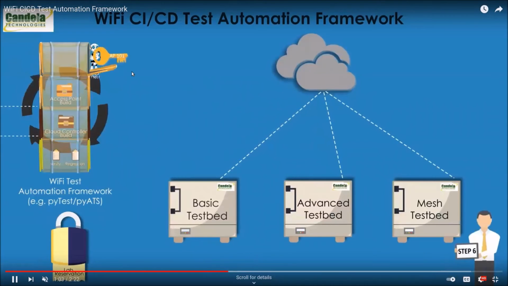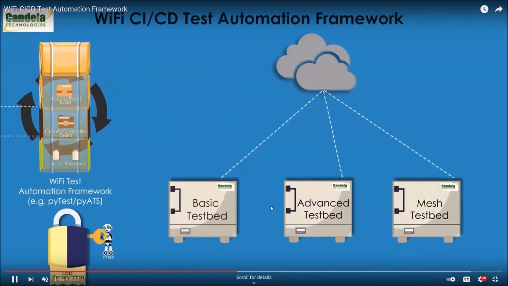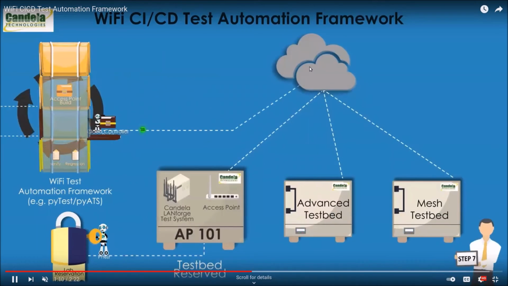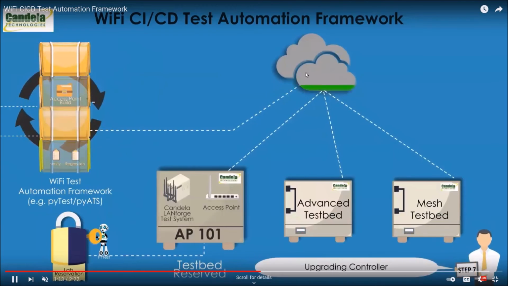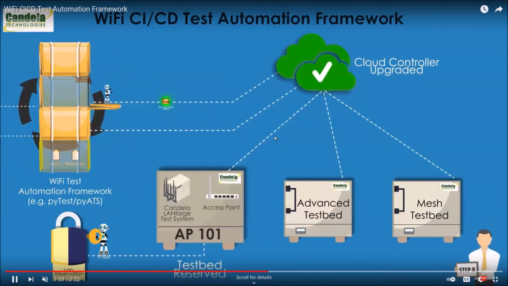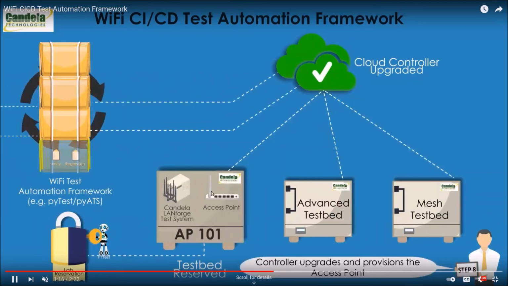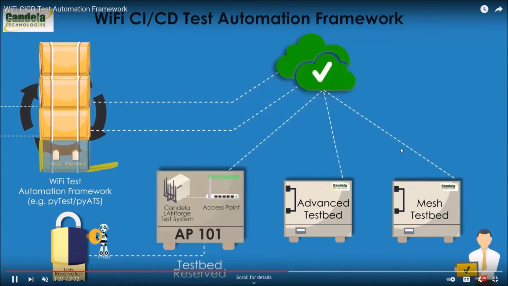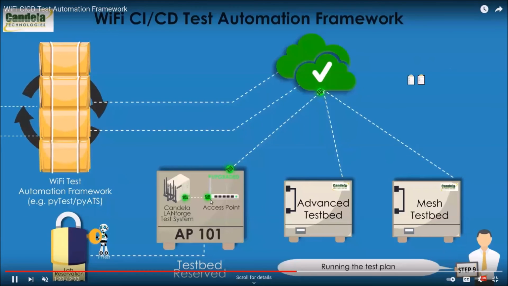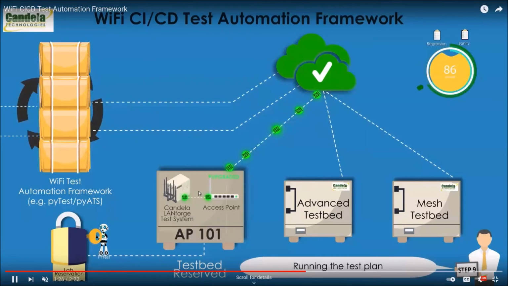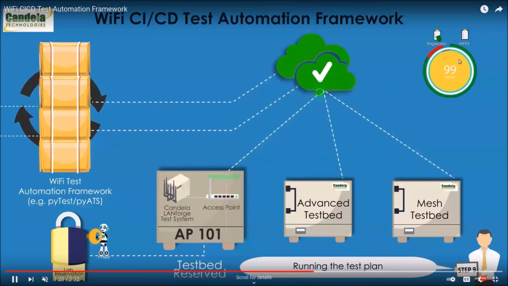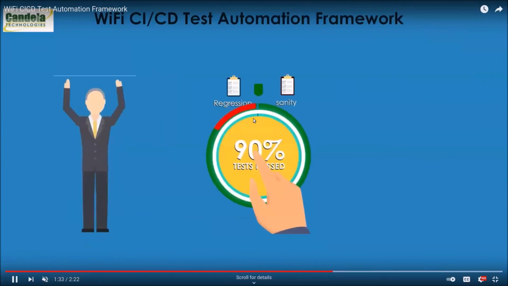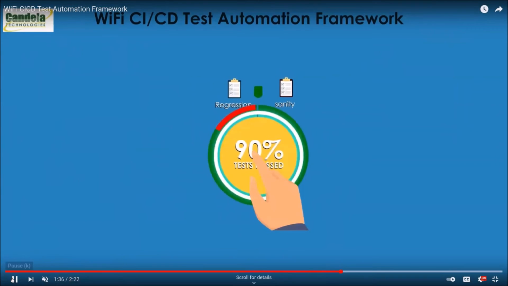The test starts, it reserves a particular setup for this testing, and we apply the firmware artifacts on the AP, the access point, or the cloud controller. Then we run different types of testing and start the test suite. During the test suite, we run the tests from our Candela system, and once the test is completed, it generates the report.